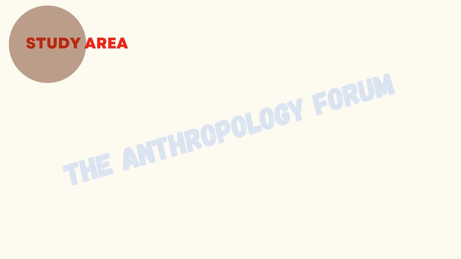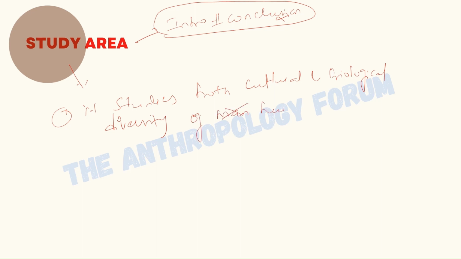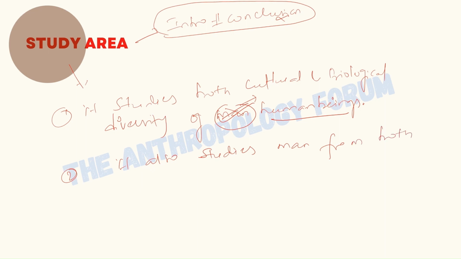So the first one is study area. You can say that it studies both cultural and biological diversity of man, human beings. Next, we can also state it also studies man from both temporal and spatial perspective.